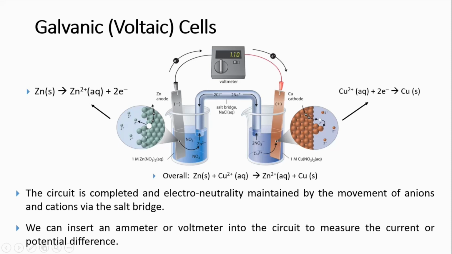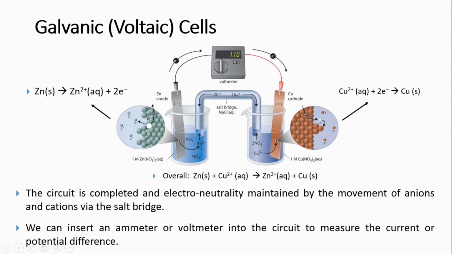There will be a buildup of negative ions in the cathodic half cell because the copper 2 plus ions are being removed. They're being converted to 0 in terms of charge. And so there's a buildup now of excess negative ions because the 2 plus ions are being removed. So a lot of negative ions are being left behind. That will cause the cathodic half cell to become overall negative.